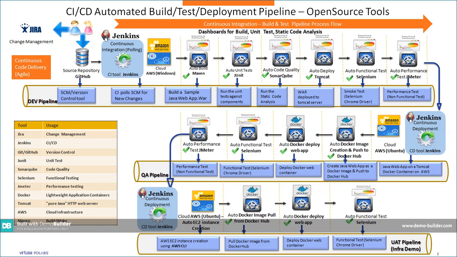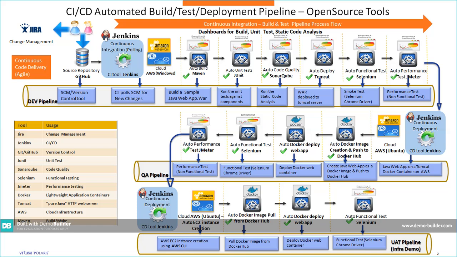So we have seen how the change is initiated in JIRA and assigned to a developer, and the same change was worked and checked in into the Git repository, followed by an automatic Jenkins build which triggered a Maven build, followed by unit testing and static code analysis, and that was deployed into that server, and we have seen the result of it, followed by the functional testing and performance testing on the dev pipeline.